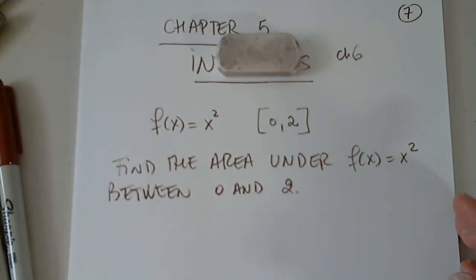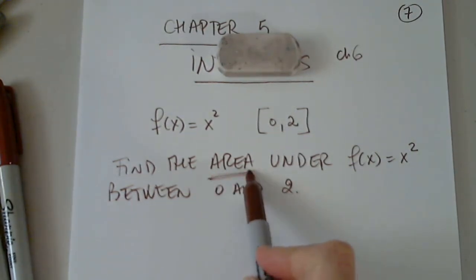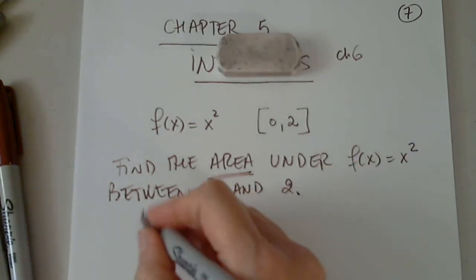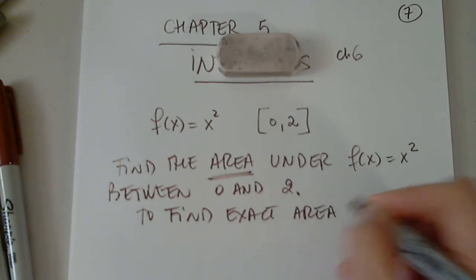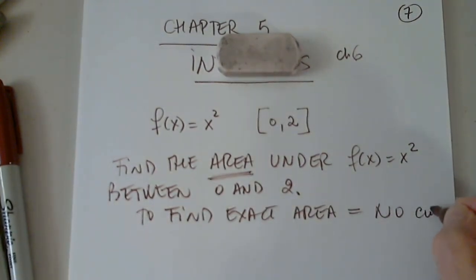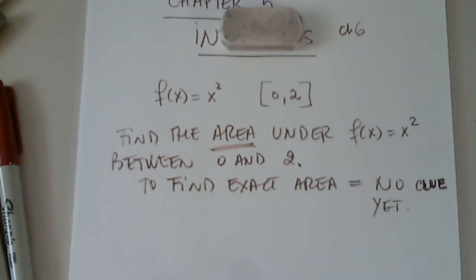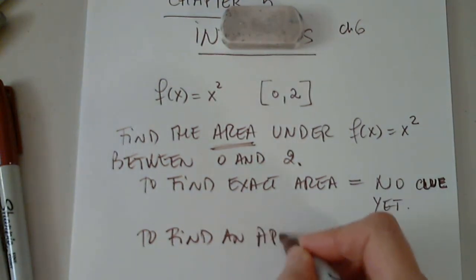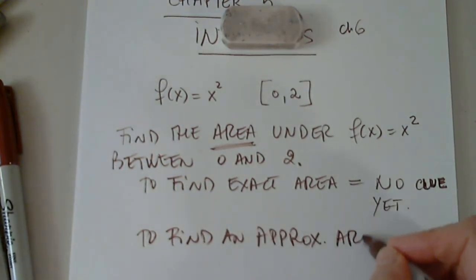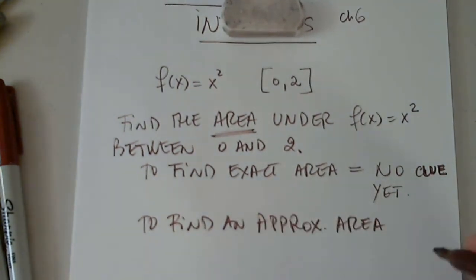There are several possibilities. First of all, to find the exact area, no clue yet. No clue how to do it yet. If you ask me at this point to find an approximate area, I will say that's possible. With what we know so far, we can.